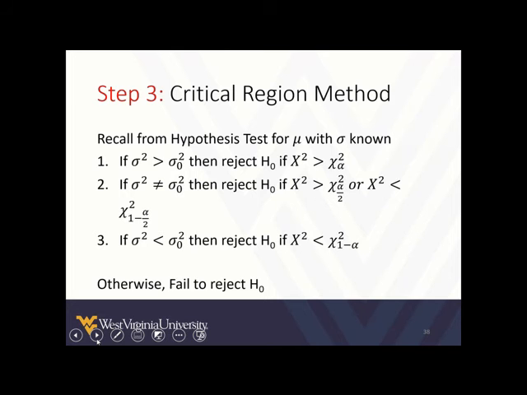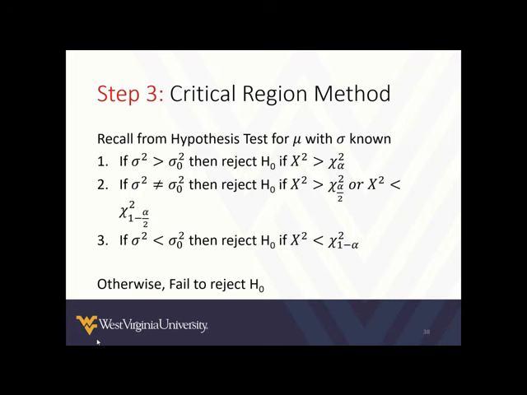As far as our critical region method, which we may in some ways recall from our hypothesis test for mu when sigma was known, obviously we are not using z-values, but we do have the same sort of concept. So if sigma squared is greater than our hypothesized value, then we will reject the null hypothesis if our test statistic is greater than chi-squared at the alpha level.